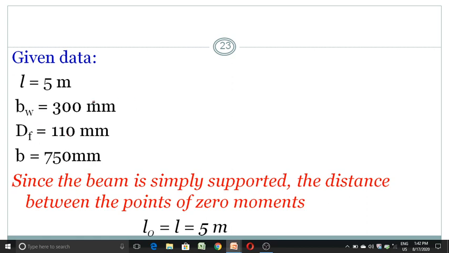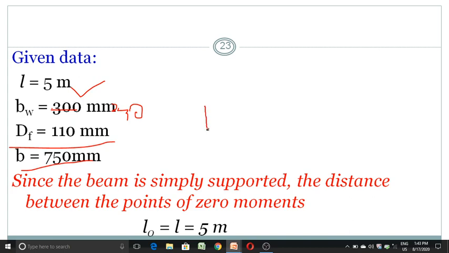Effective length of the beam is 5 meters and width of the web is, it is not a 300, sorry, it is a 230 mm. 230 mm, make it correct. And DF, effective width, depth of the flange, or I can say thickness of flange, is equal to 110 mm and actual width of the flange is 750 mm.